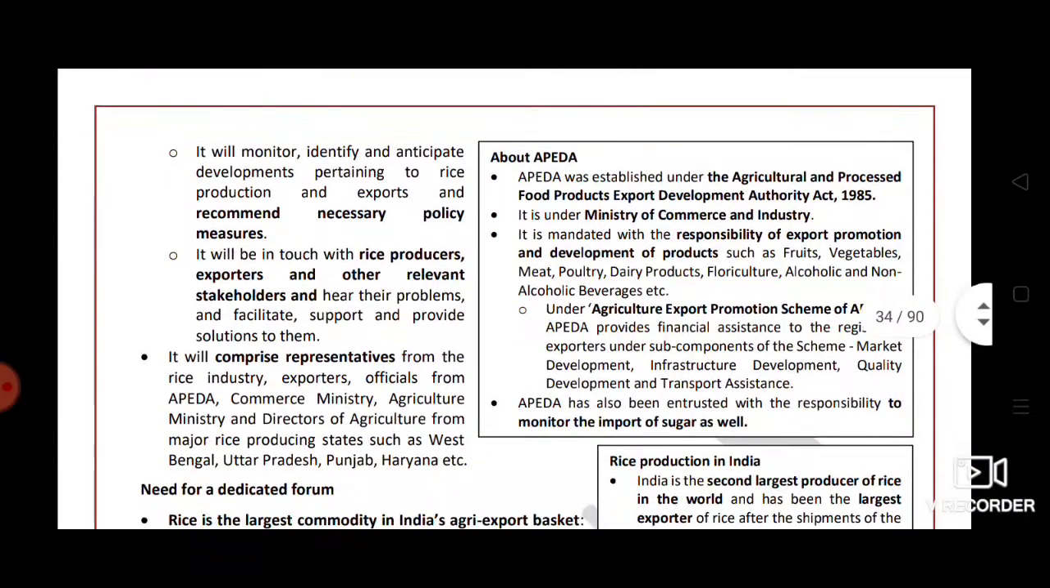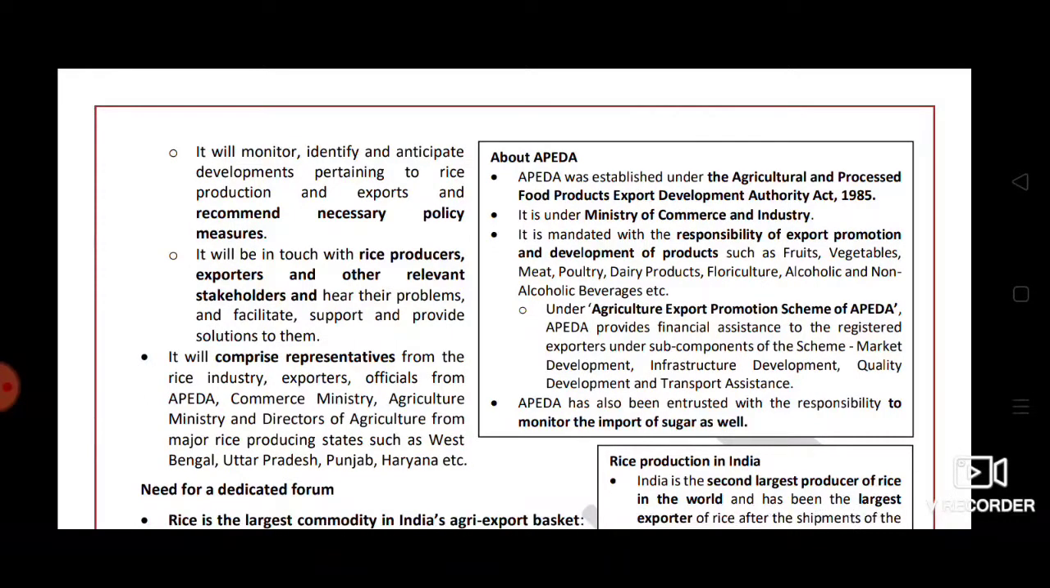It will comprise representatives from rice industry, exporters, officials. So these are the stakeholders. So they are rice industry, exporters, officials from APEDA, Commerce Ministry, Agriculture Ministry, and directors of agriculture from major rice producing states such as West Bengal, Uttar Pradesh, Punjab, Haryana, etc. Now let's see what is this APEDA. APEDA was established under the Agricultural and Processed Food Products Export Development Authority Act 1985. So it is a statutory body. So again I am repeating, Agricultural and Processed Food Products Export Development Authority.